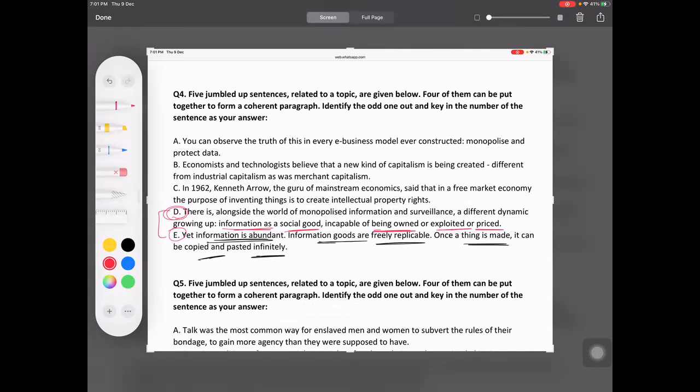Don't you think? Yes, ma'am. They were talking about monopolized information. So they were explaining how information is a social good. It is very important. And they are just contradicting it by using yet. Information is abundant. It is readily available everywhere, so it can be copied and pasted infinitely also. So they are talking on one page and then contrasting the same view in the E option. So they are connected. Now you have to find out which of A, B, and C can be the answer. Just check out the rest of the options as well. One connection I have made for you.